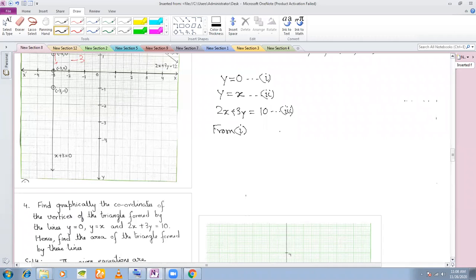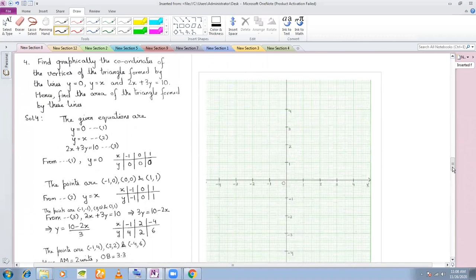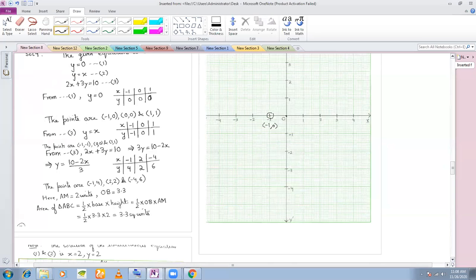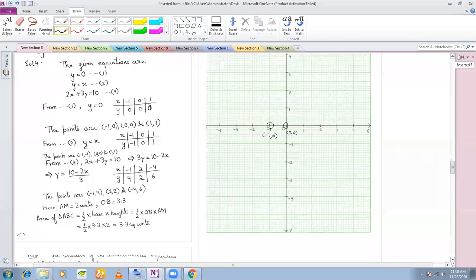Okay. So now from 1, you have only y is equal to 0. So y is equal to 0, y will remain 0 throughout. You can take any value of x. Okay, so what are the coordinates? The coordinates are -1, 0, 0, 0, and 1, 0. So let us plot these coordinates. This point is -1, 0. The next coordinate is 0, 0, which is the origin. And finally 1, 0 is this point.